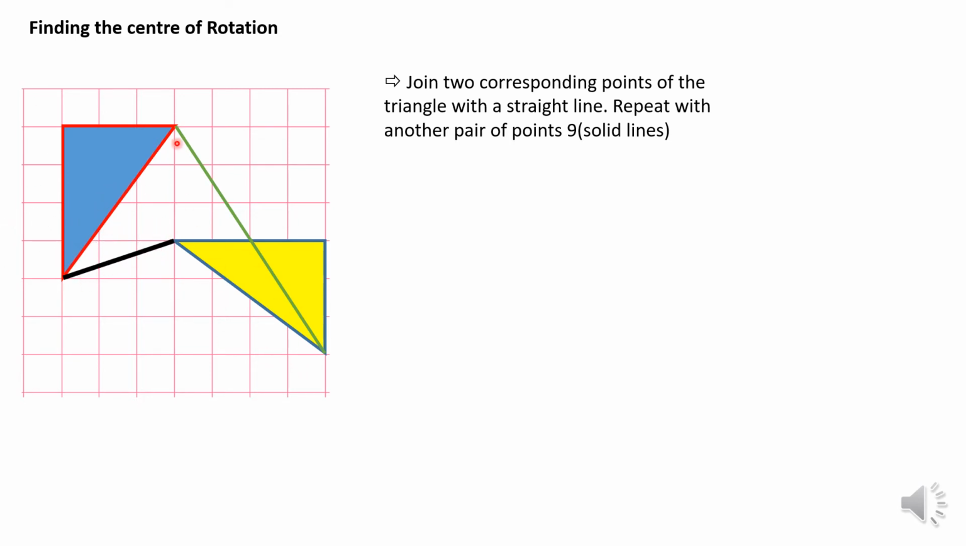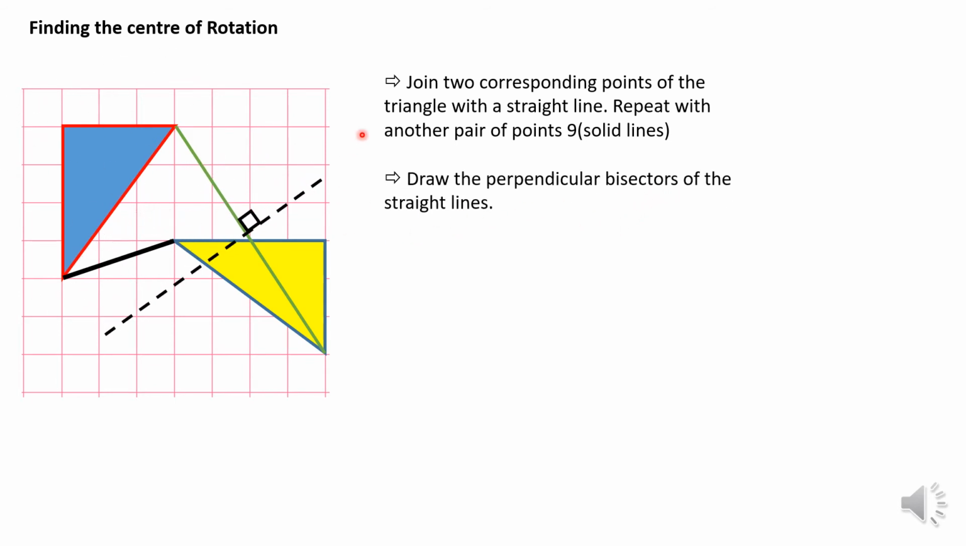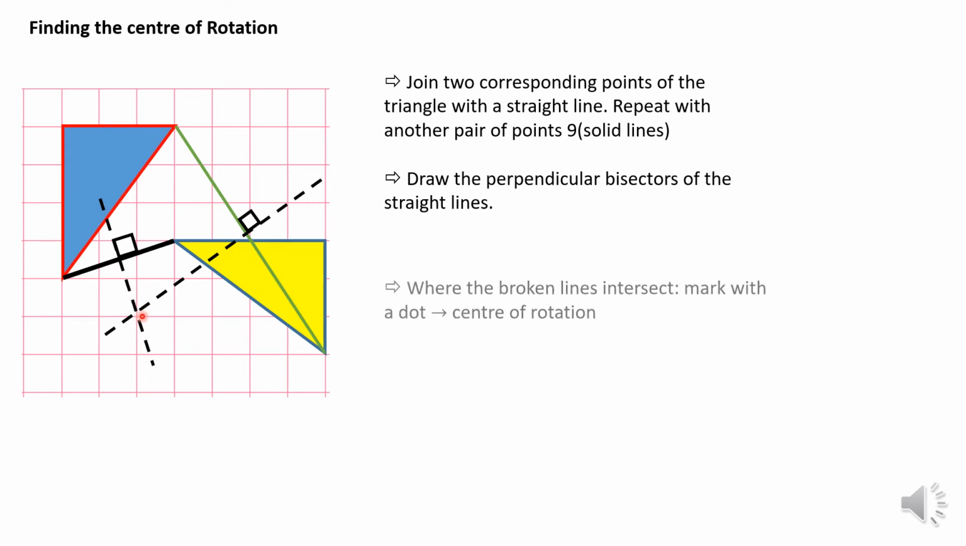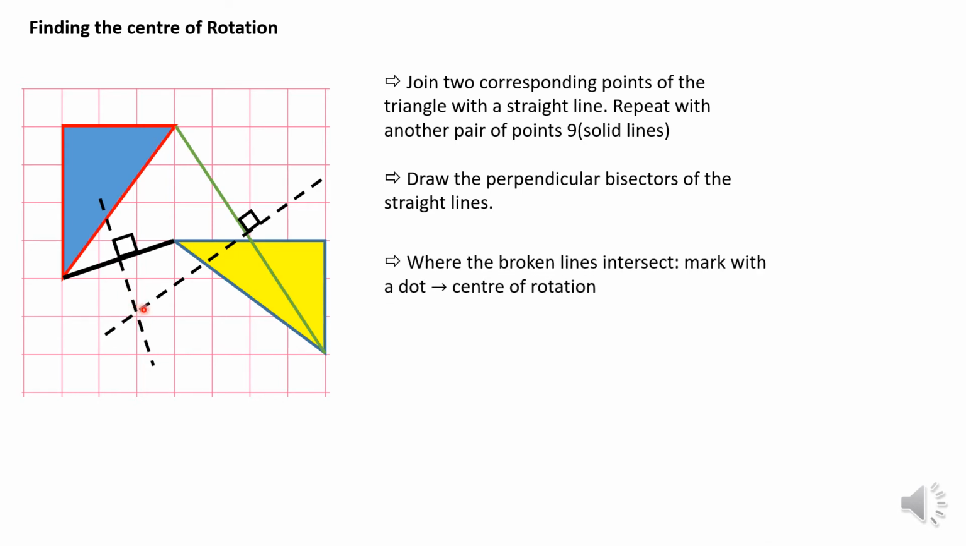Now, what we need to do is draw the perpendicular bisectors of these lines. So you expect a line that cuts this line in half and makes 90 degrees. Also the same for a line that cuts this one in half. Now, the point where they intersect, if you put your dot there, that is the center of rotation.